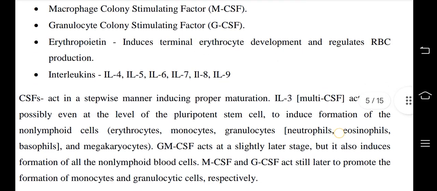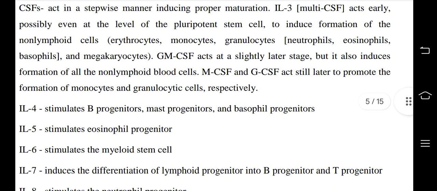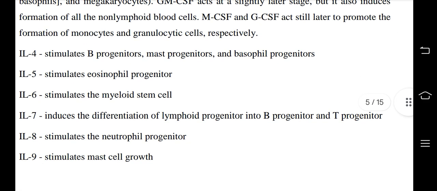Interleukins IL-4, IL-5, IL-6, IL-7, IL-8 and IL-9. IL-4 stimulates B progenitors, mast progenitors and basophil progenitors. IL-5 stimulates eosinophil progenitors. IL-6 stimulates the myeloid stem cell. IL-7 induces the differentiation of lymphoid progenitor into B progenitor and T progenitor. Then IL-8 stimulates the neutrophil progenitor. IL-9 stimulates mast cell growth.